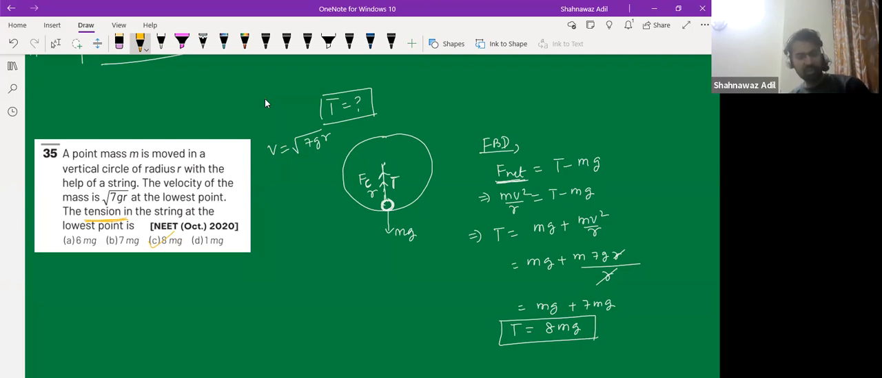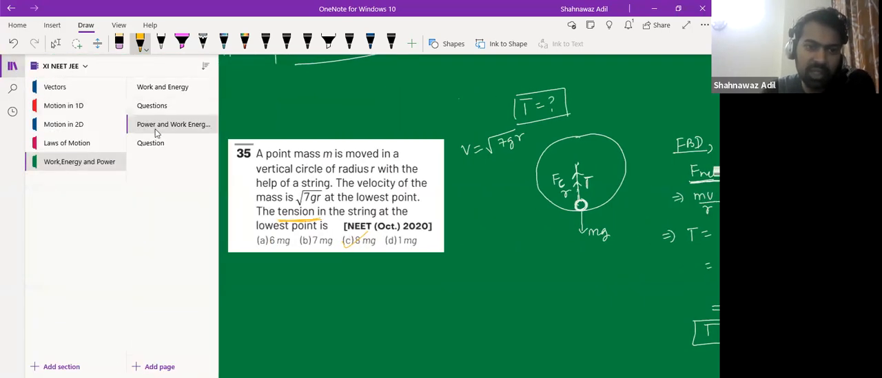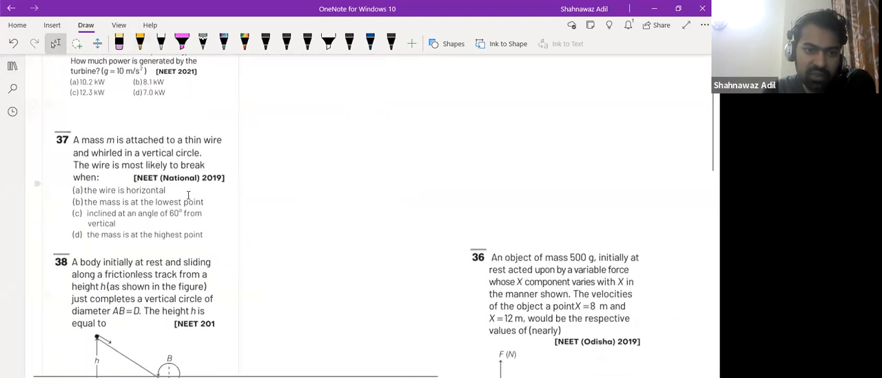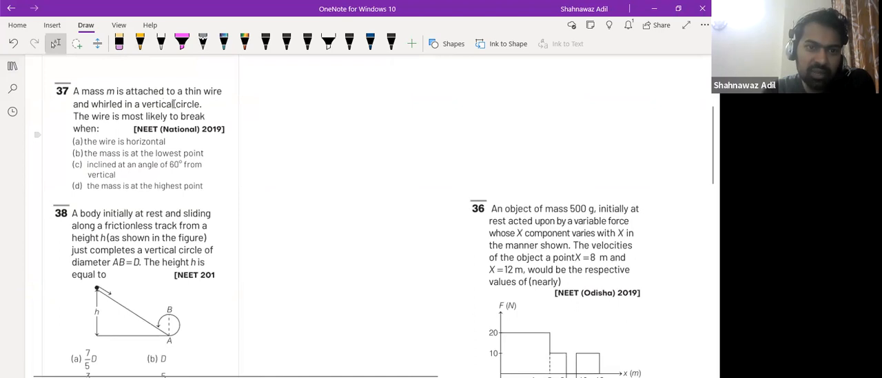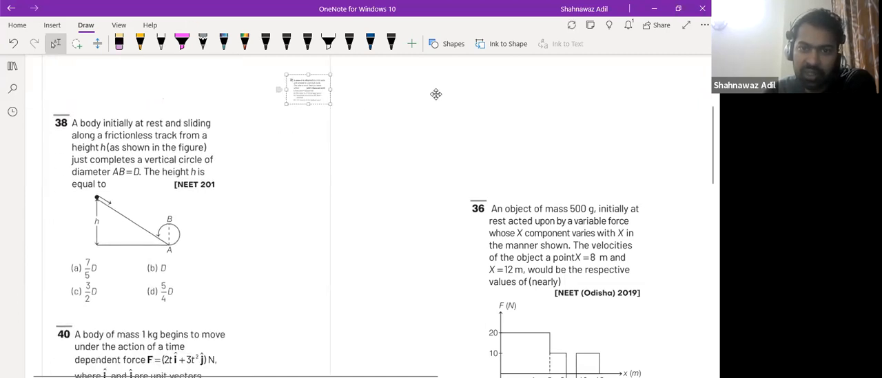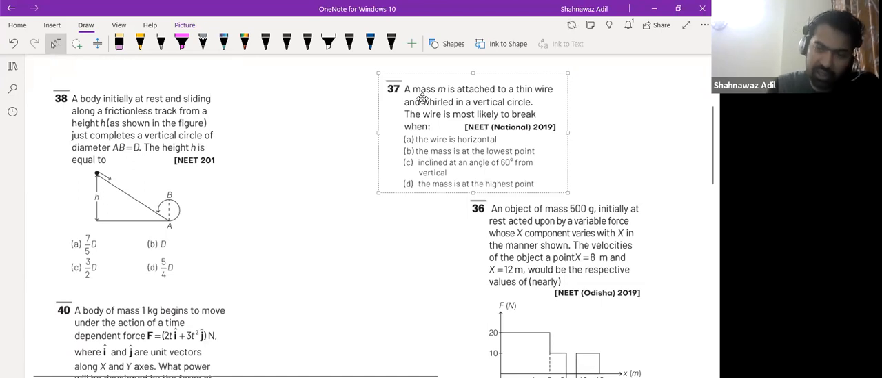Now the next question is about tension, right? The question says, a mass M is attached to a thin wire and whirled in a vertical circle. The wire is most likely to break, right? What can break the thin wire? Okay, so what can break the wire? That we'll understand.